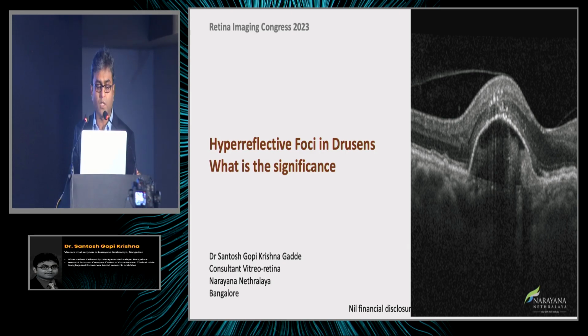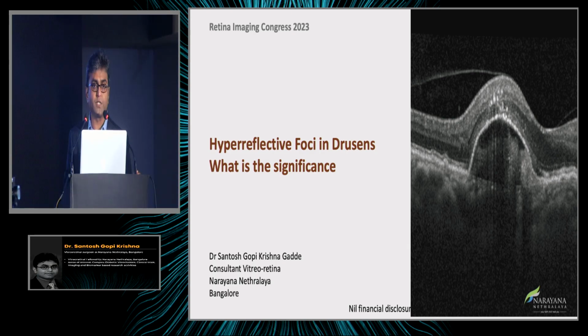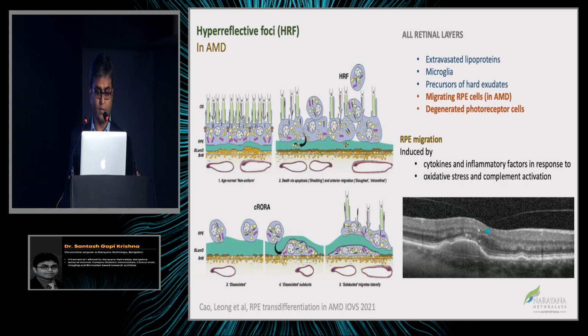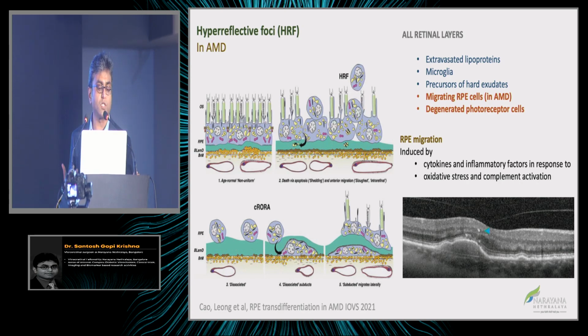So I'll be trying to cover the significance of HRF in drusen. If you look at the pathophysiology, it usually starts with the death of the cells and their migration. Basically they're induced by cytokines and inflammatory factors and oxidative stress. That's how these cells migrate anteriorly.